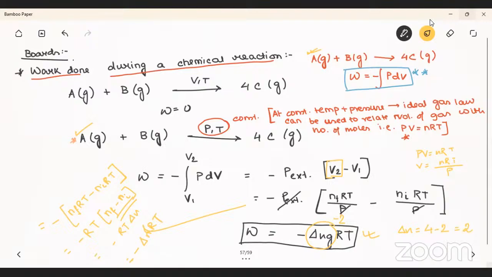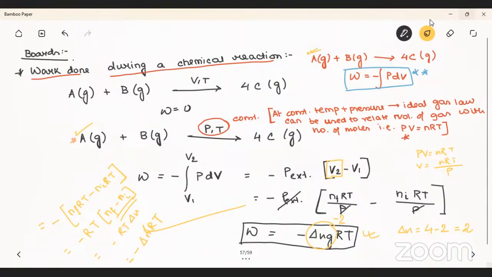Is the whole equation clear to everyone, or should I repeat it once more? Just say, or else I will start it. Yes, ma'am, after integration we have written W equal to nRT into V2 by V1 minus 1. Okay, I am doing this equation once more.